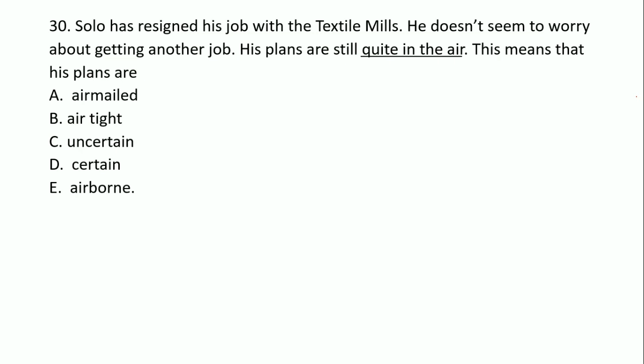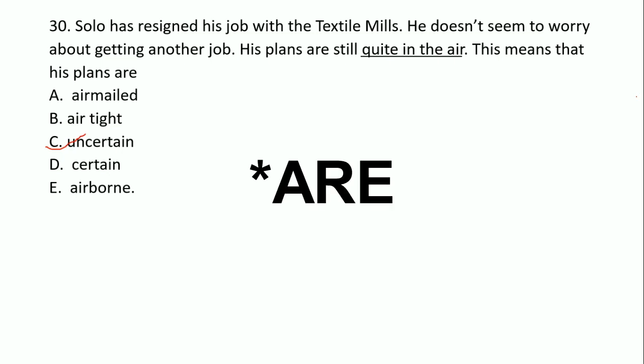Now, another way you can also think about "in the air," which sometimes can be described as "up in the air," is that it means uncertain or not yet decided. When something is up in the air, it can also mean that that thing is uncertain or has not yet been decided upon. So in this case, our answer is uncertain. That means Solo's plans are uncertain.